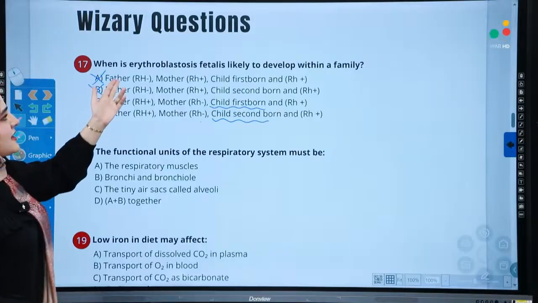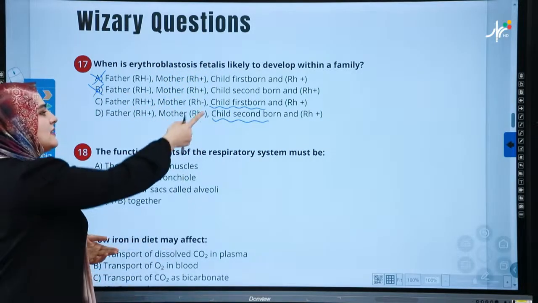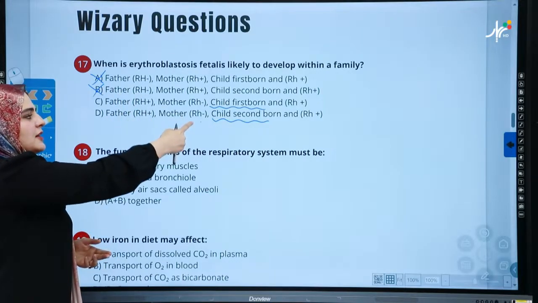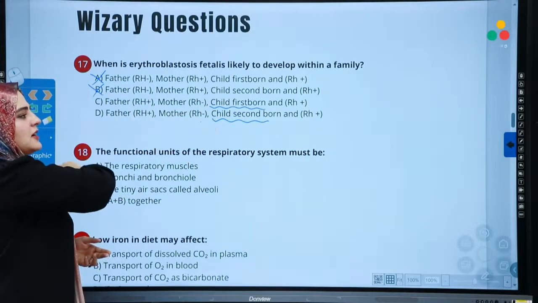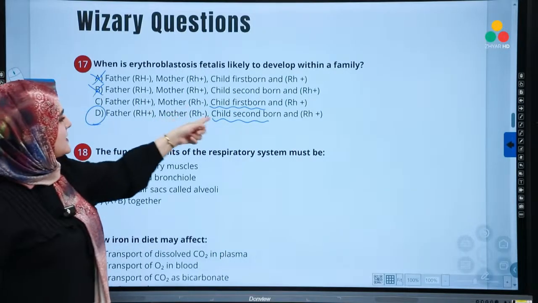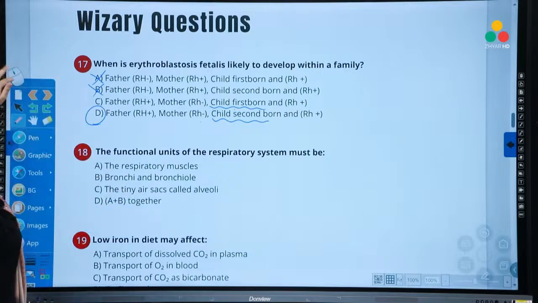So our question says, which one of these most likely is going to develop it? The child, the second one, if the father is Rh positive, mother is Rh negative, and the child itself is Rh positive. Even though they look the same, the first one doesn't get it. Good? Very nice. Let's move on.